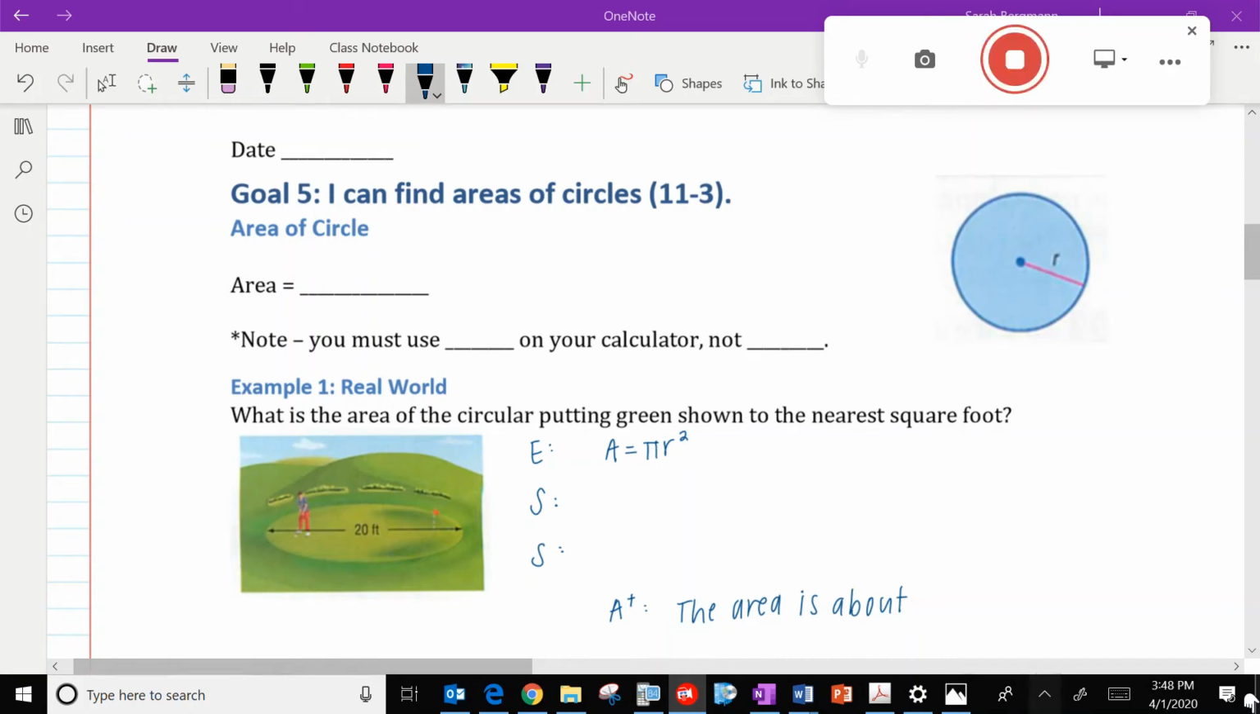Hey guys, welcome back. Today we are starting on the bottom of page 6 in your notes. We're talking about areas of circles and sectors today. So let's start out with the formula for area of a circle.